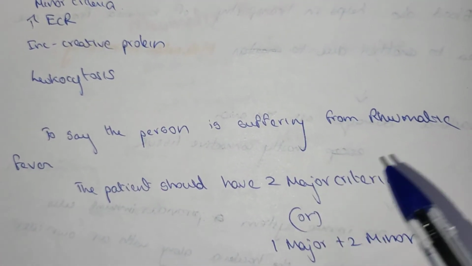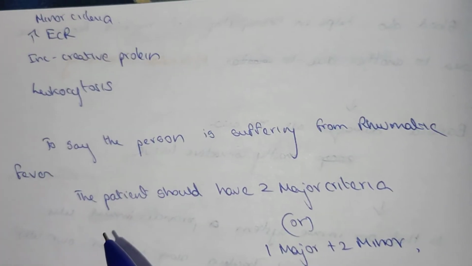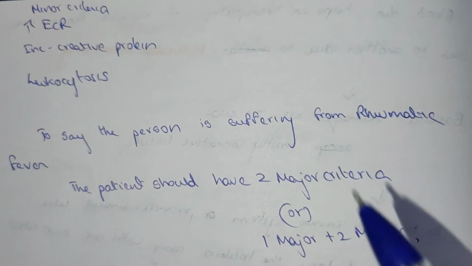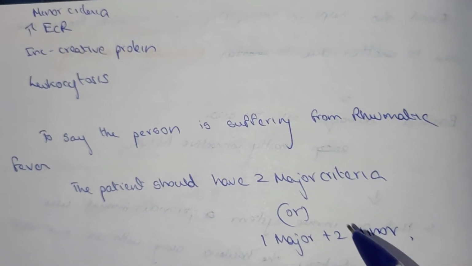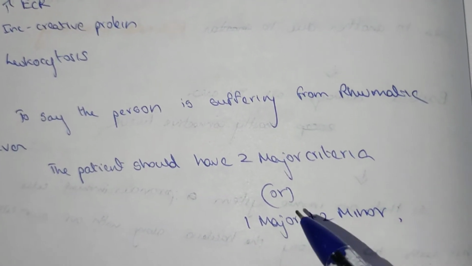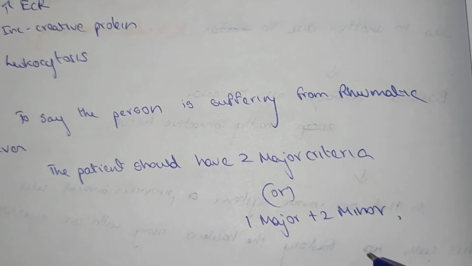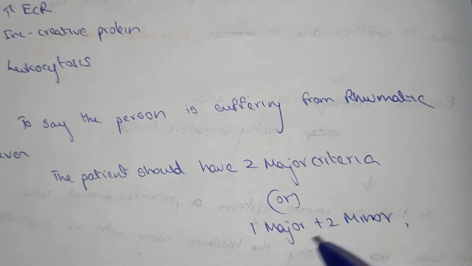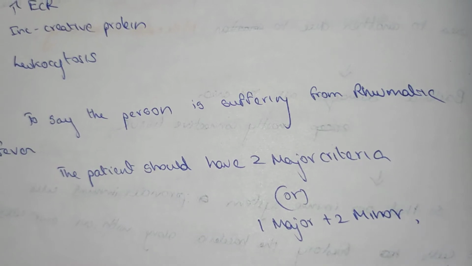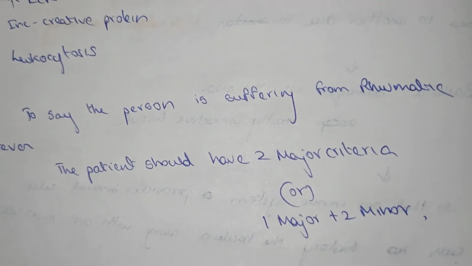To say the person is suffering from rheumatic fever, the patient should have 2 major criteria in the Jones criteria, or 1 major and 2 minor criteria. When the patient has any of these, he is concluded to be suffering from rheumatic fever.